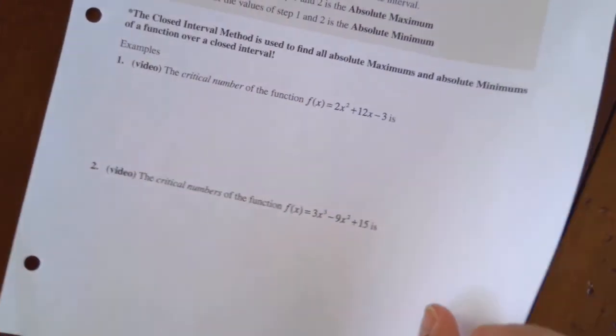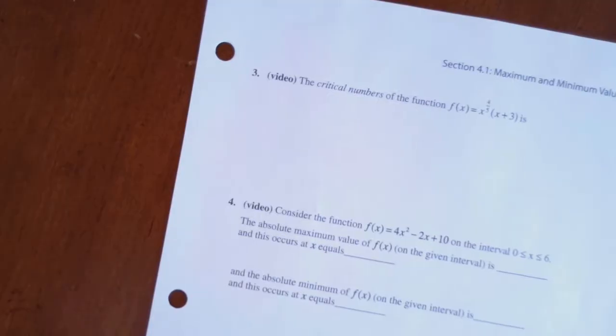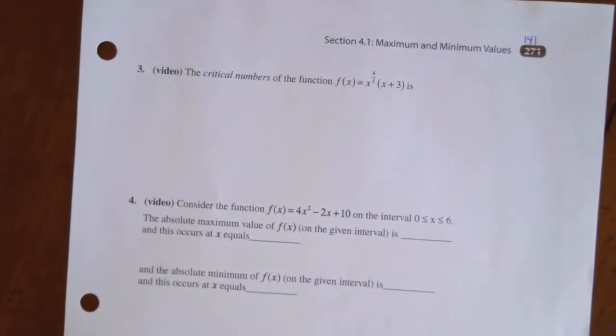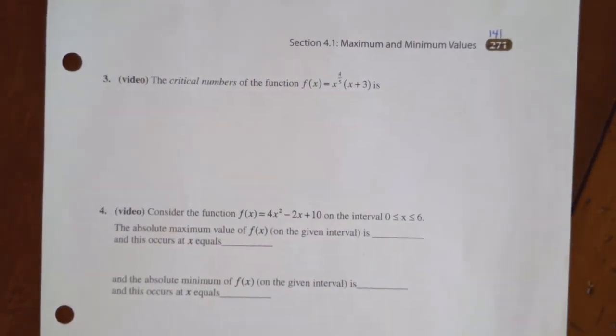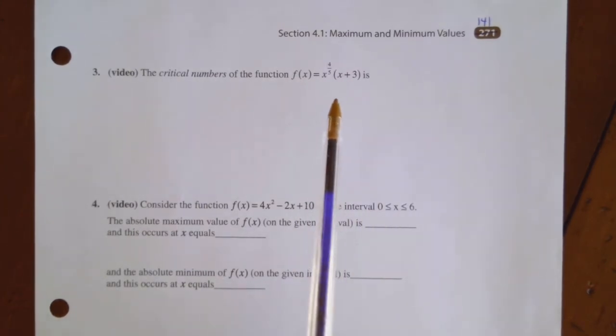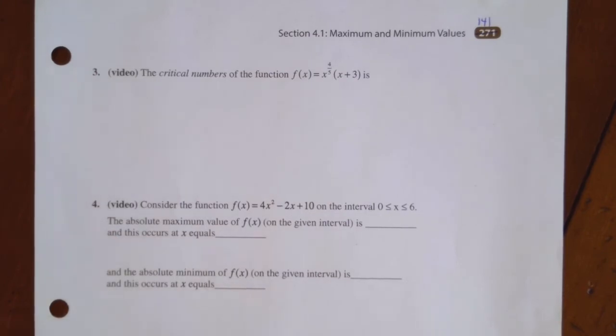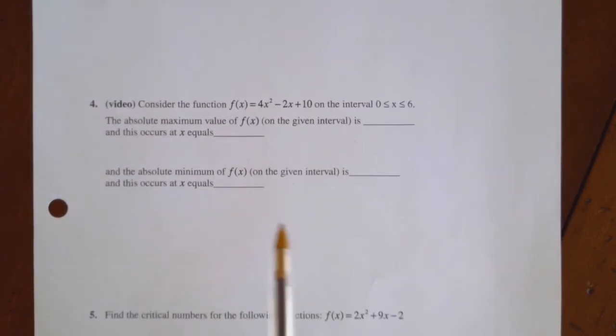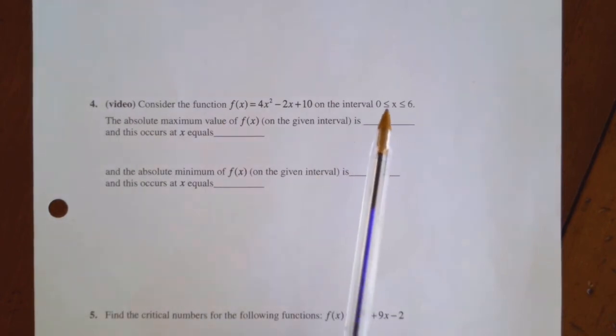Okay, all right, then he did number 3 with you, which is a little bit different function. Okay, it's a rational function. So he showed you how to find those critical numbers, and we're going to do another one of those together. And then number 4 asked you to find the absolute max and mins given a closed interval between 0 and 6. So he also did that with you as well.